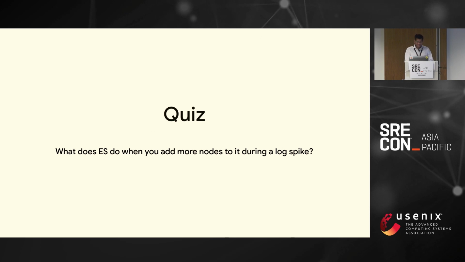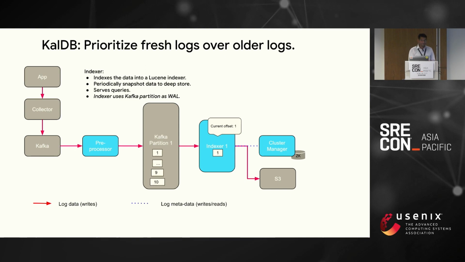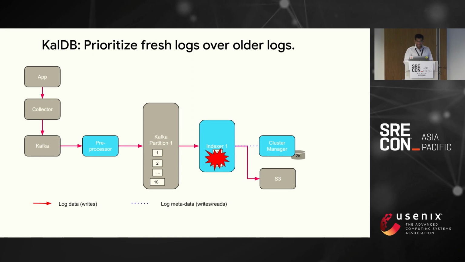So let's see what Kaldb does. We said in Kaldb, we prioritize indexing fresh logs over older logs. Let's see how this works. As we have seen, the indexer indexes the data into a Lucene index. It periodically snapshots the data into a deep store like S3, and it serves queries on that data. If you squint a little bit, you'll realize that the indexer is actually using the Kafka partition as a write-ahead log. Here in this image, you can see that the Kafka partition has 10 messages, and the indexer is indexing the first message. Let's say something goes wrong, and the indexer goes boom.